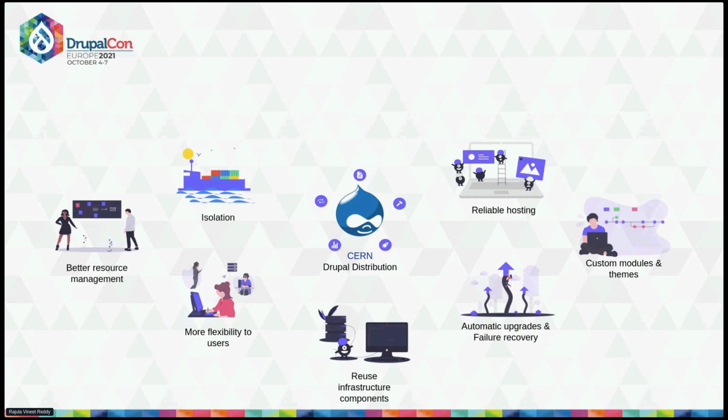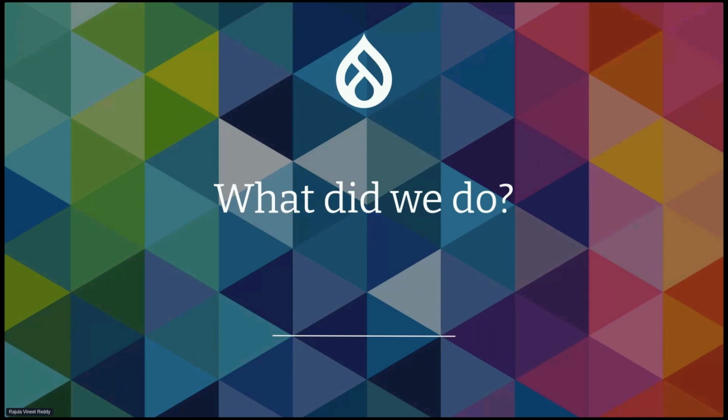We wanted it to be easy to scale up and scale down. And we wanted to make it easy for users to have their own custom modules and themes. And we also wanted to make it easy to do automatic upgrades and failure recoveries when there's a new update or new versions. So what did we end up doing?